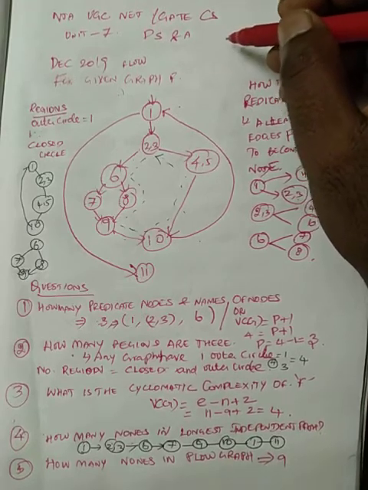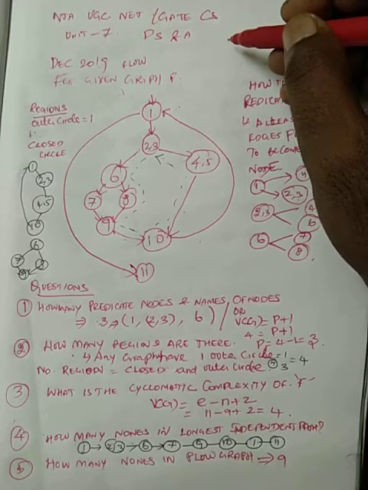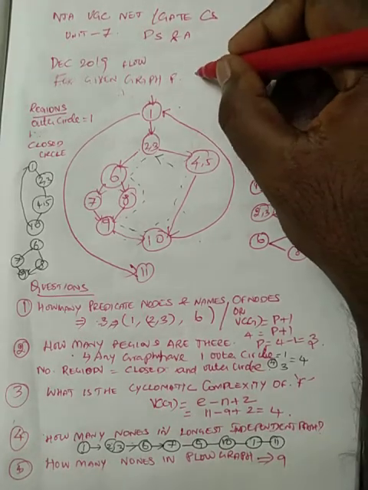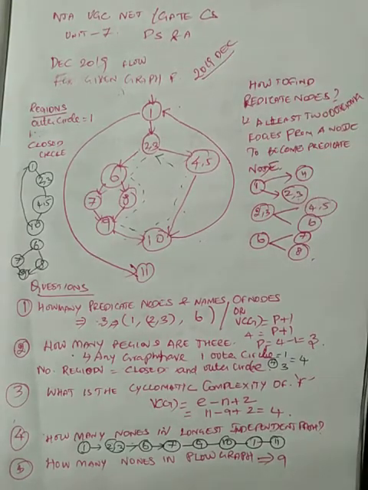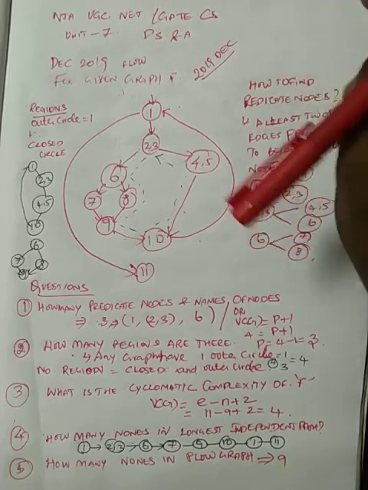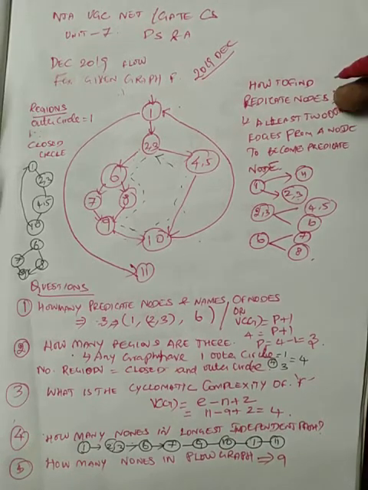Here I'll be going over a very important data structure and algorithm concept: what is called cyclomatic complexity, predicate node, and regions for the given graph. In December 2019, luckily, UGC NET asked 5 questions from the same graph. I'll be discussing all 5 questions and the corresponding solutions here.